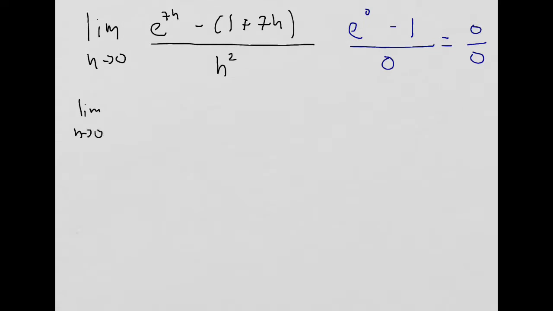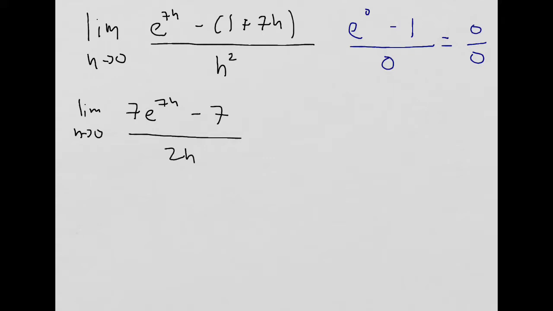But what is the derivative of the numerator here? The derivative of e to the 7h is 7 times e to the 7h power. Remember, the derivative of a constant, or just 1, is 0. And the derivative of 7h is 7, but there's a minus sign in front, so we're going to make sure we put that minus 7. And on the denominator, we get the derivative of h squared, which is 2h.